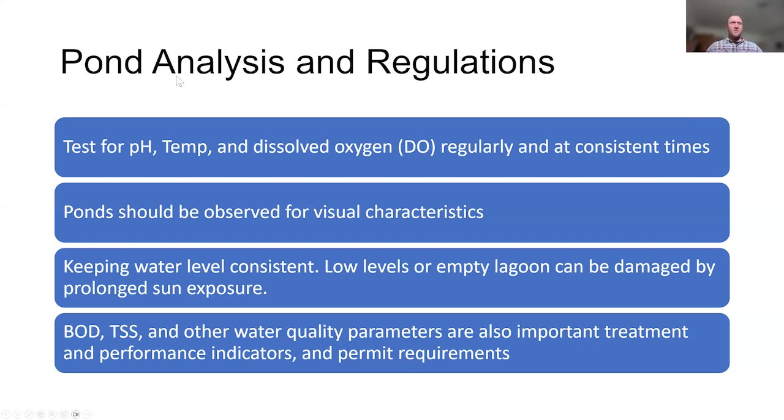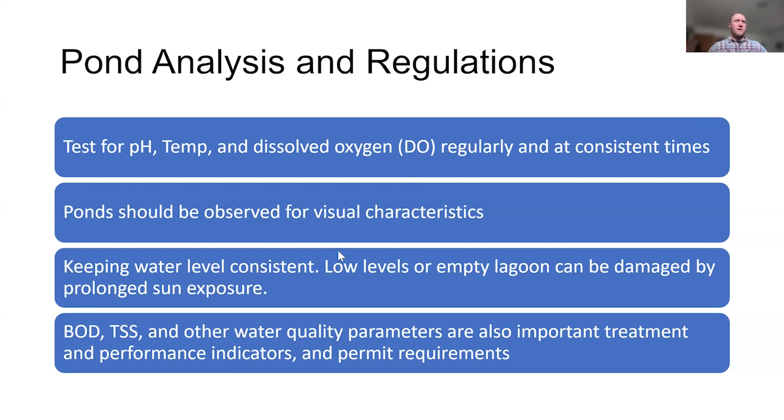Okay, and then just a few last things to go over. What you want to monitor in your lagoon on occasion is pH, temperature, and dissolved oxygen. We talked about that earlier. You want to do that somewhat regularly and at consistent times of the day. Be sure to observe it for any signs of deterioration.